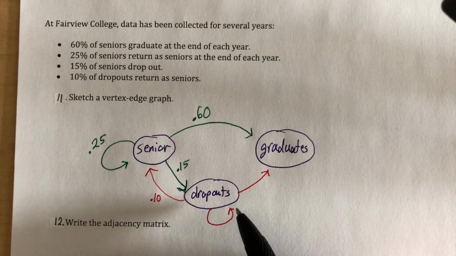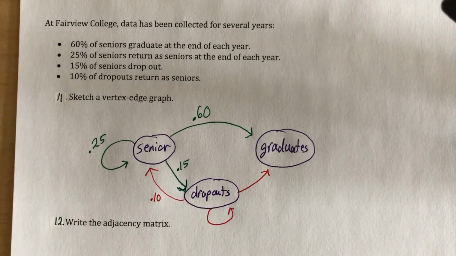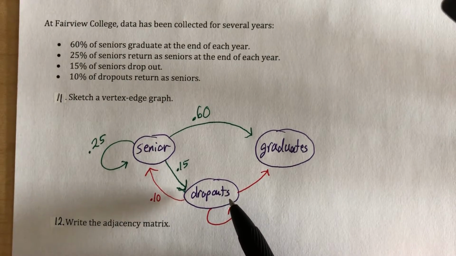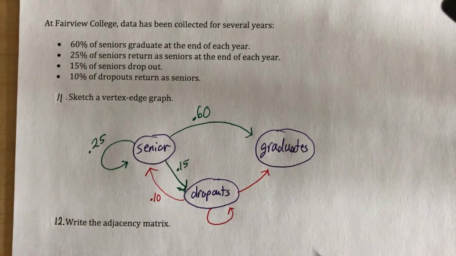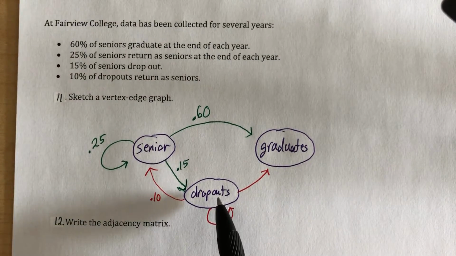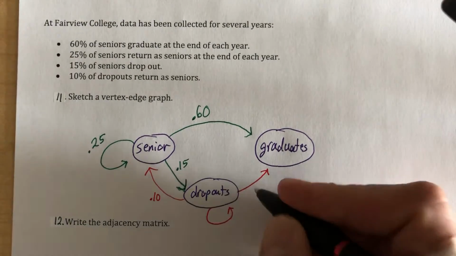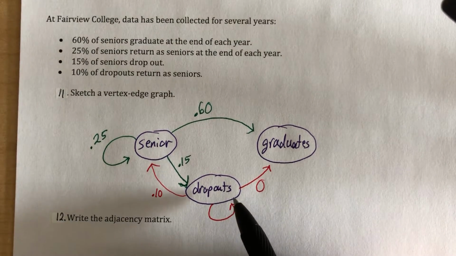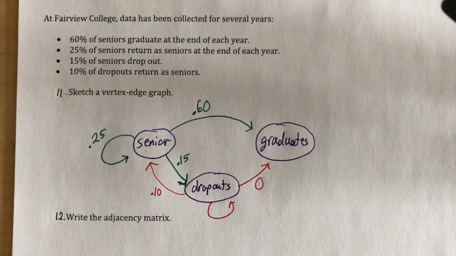Dropouts that remain dropouts, we don't know. But here's what we do know. There are a lot of numbers that are missing here, but they're going to be common sense. Do dropouts directly become graduates? No. If they're going to graduate, they have to become a senior again and then graduate. So dropouts don't become graduates, so 0. Every now and then you're going to have to come up with one on your own. Logically, a dropout can't become a graduate directly.